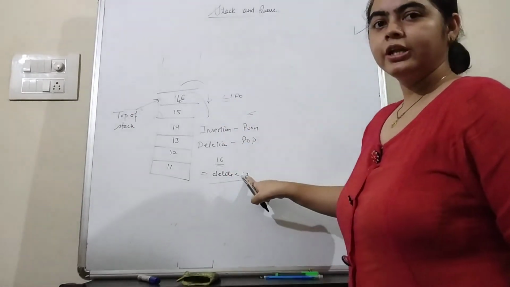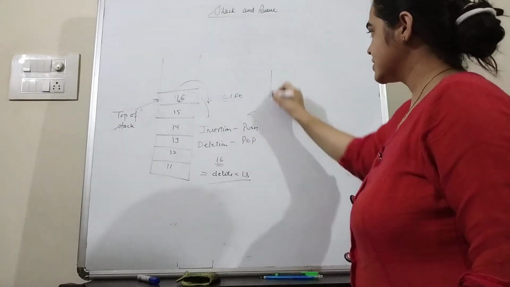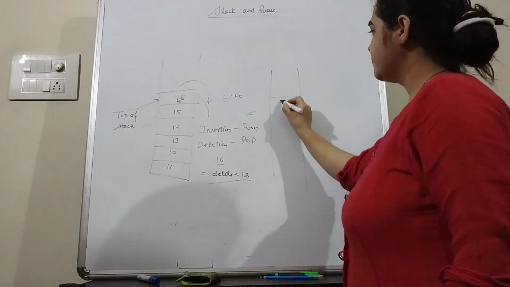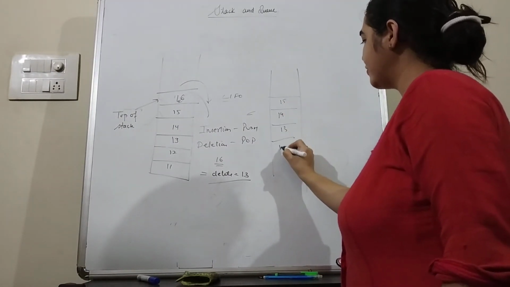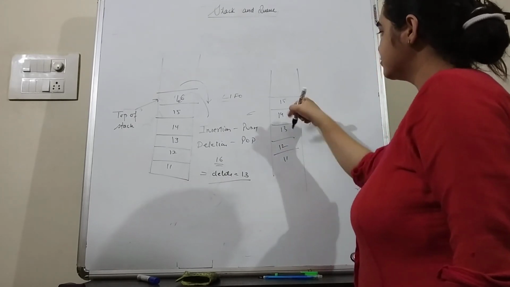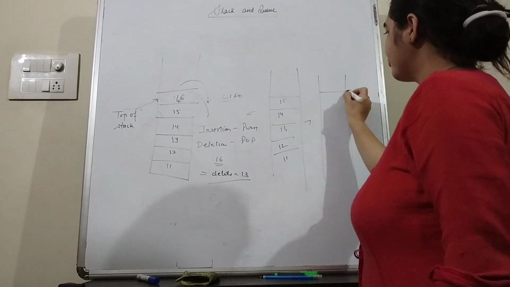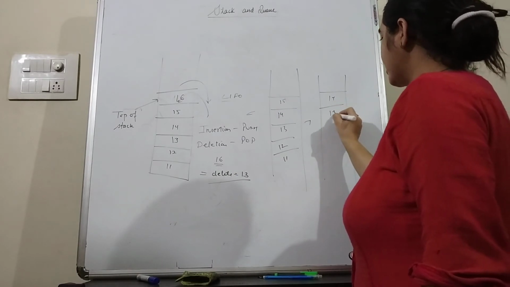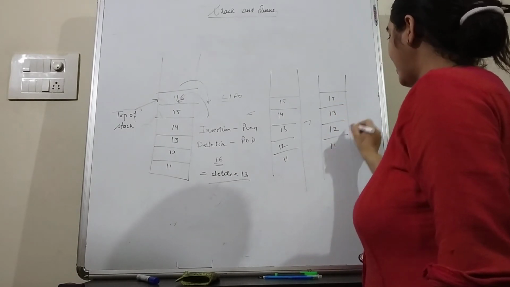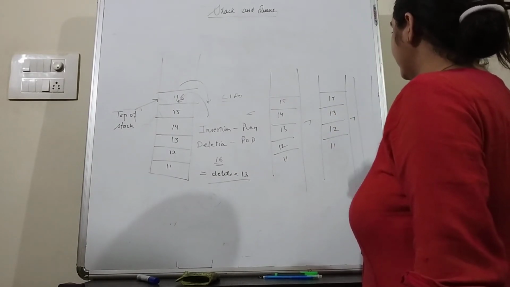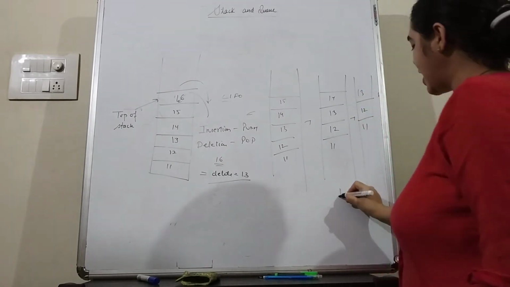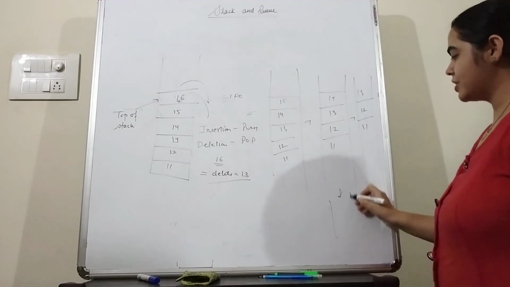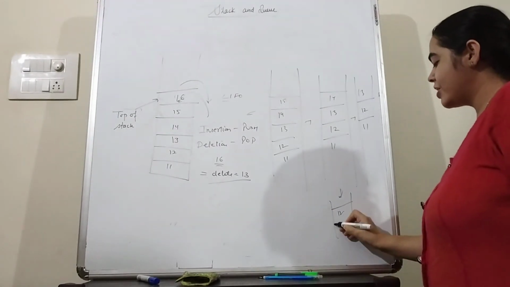Now initially, in order to delete 13, we can pop 16. Now the remaining values are 15, 14, 13, 12 and 11. And after this we have to pop 15, then the remaining values are 14, 13, 12 and 11. And finally we can pop 14, so now remaining values are 13, 12 and 11. And at last we can pop 13, so final values are only 12 and 11.